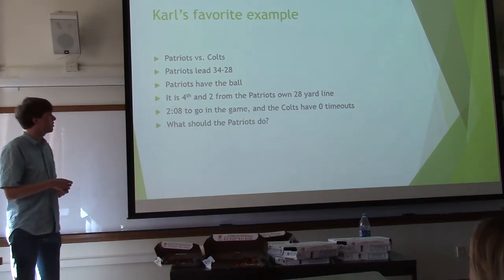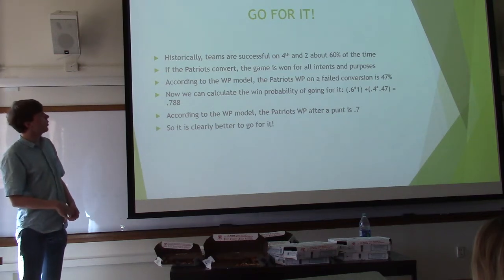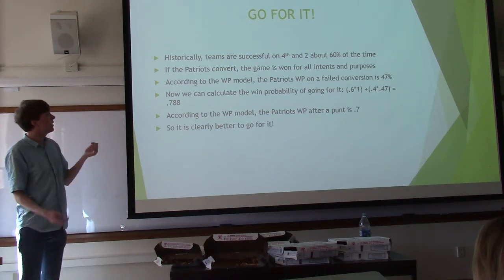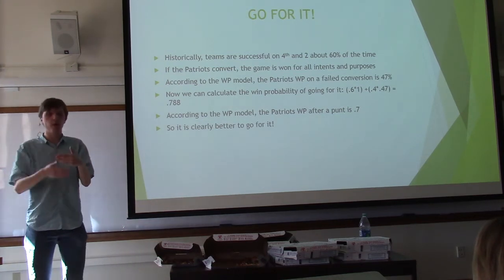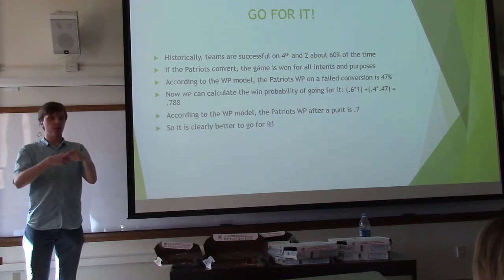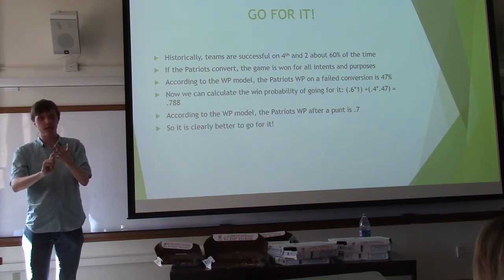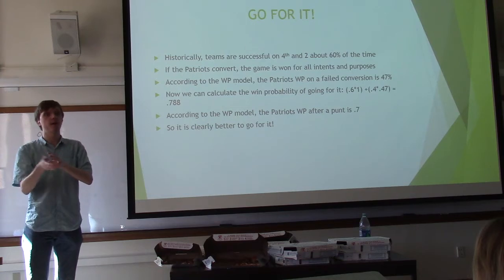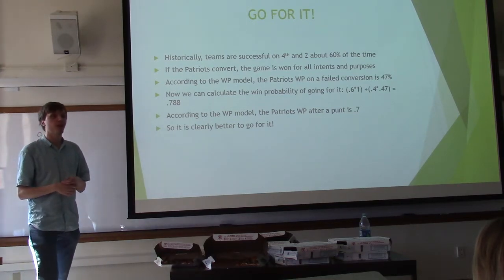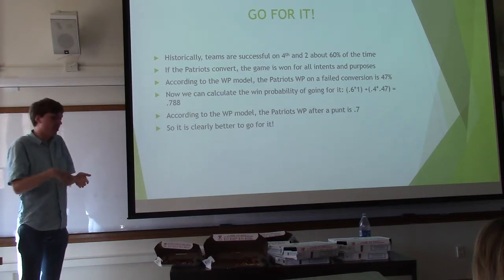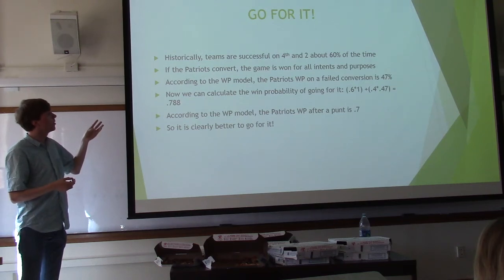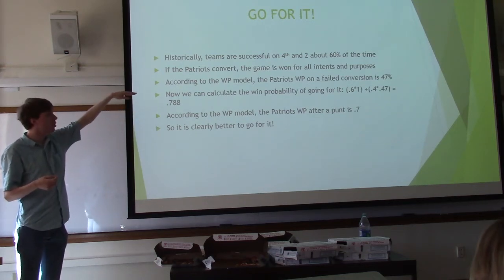Maybe let's do some calculations. Historically, teams are successful on 4th and 2 about 60% of the time. If the Patriots convert, the game is won, because you can burn about 40 seconds per play. So if they convert a first down, they're going to have first down, second down, third down, 3 plays basically to completely burn off the clock. 2 minutes has 120 seconds. 120 divided by 40 is 3. So they're going to be able to run out the clock. Yeah, so they win.